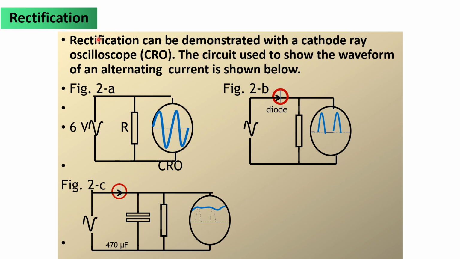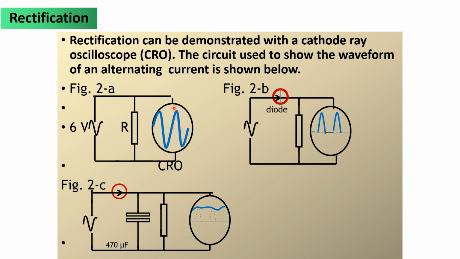For our last question, number 5, it's all about rectification. We mentioned earlier that one practical use of a diode is for rectification. To rectify means a diode, when connected in forward bias, can actually convert an alternating current into a direct current. All right, as shown here, rectification can be demonstrated with a cathode ray oscilloscope or CRO.